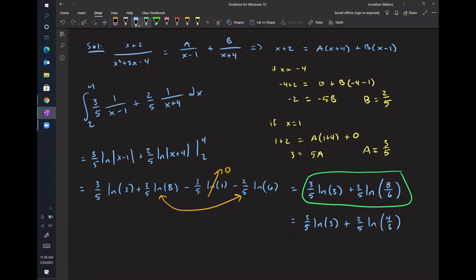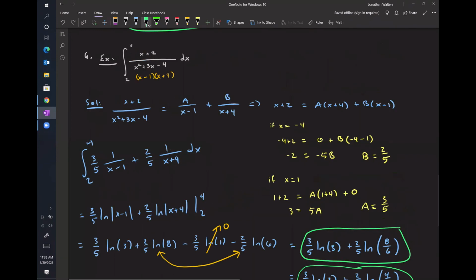So I probably won't simplify it any more than that, although we could pull those coefficients in as exponents and then combine it. That's just kind of unnecessary. This is pretty good. All right, so that was number 6.